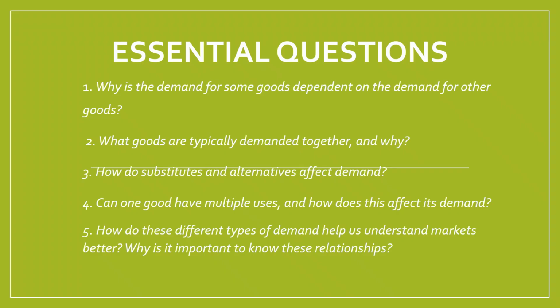The next essential question is, how do substitutes and alternatives affect demand? If the price of Milo goes up, what happens to the demand for Rich Choco? Can one good have multiple uses? And how does this affect its demand? Think about palm nuts. They can be used for oil, soap, or palm kernel.